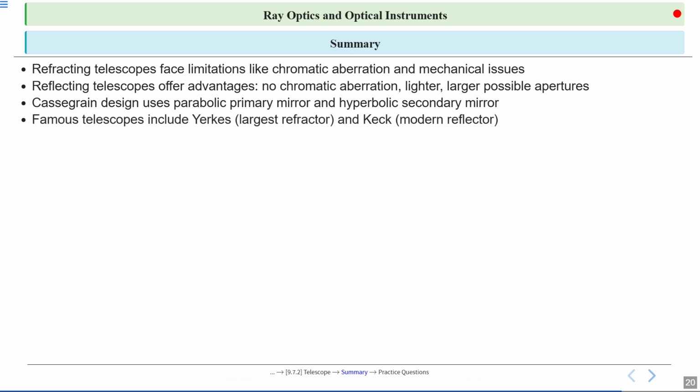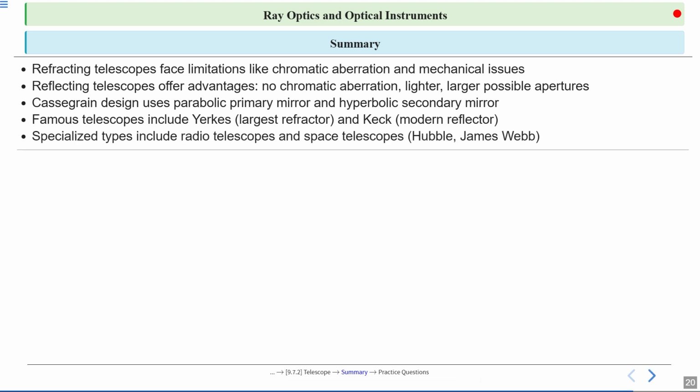The Yerkes Observatory houses the largest refracting telescope ever built, showcasing the pinnacle of refractor design. In contrast, the Keck Observatory features modern reflecting telescopes, which are among the largest in the world and utilize advanced technologies to observe the universe.